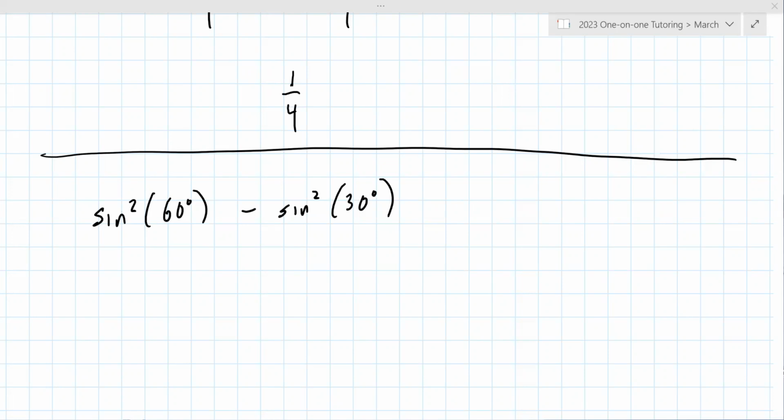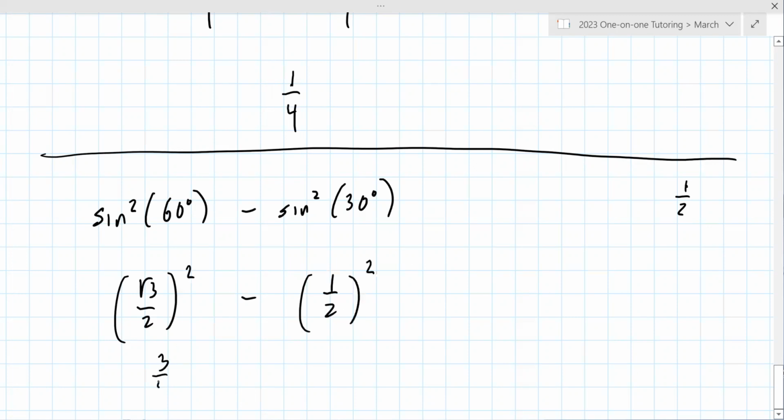Would it be 1/2? All right, so final answer is 1/2. Let's go through it together and see what we come up with. That sounds pretty good. So sine of 60 is the square root of 3 over 2 squared, minus sine of 30, which is 1/2. These are the y values squared. So it's 3/4 minus 1/4, which is in fact 1/2. Very good. Okay, so I mentioned these earlier. There's a couple of reciprocal relationships.